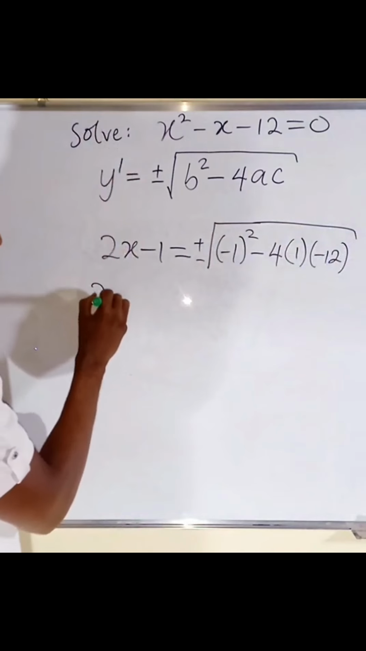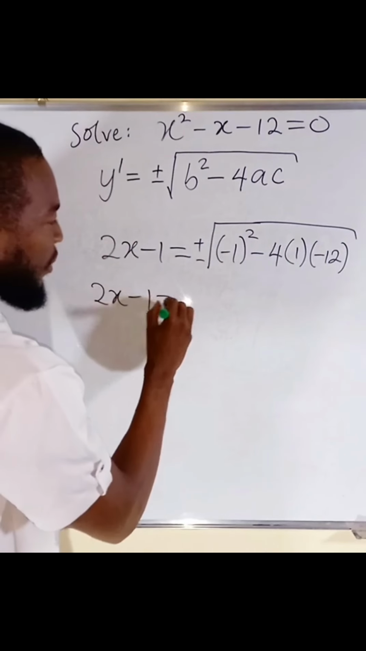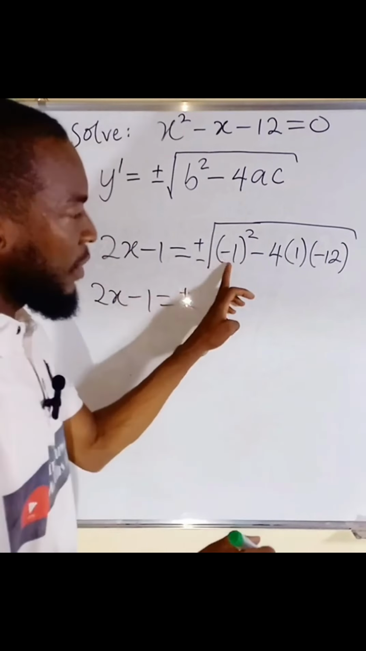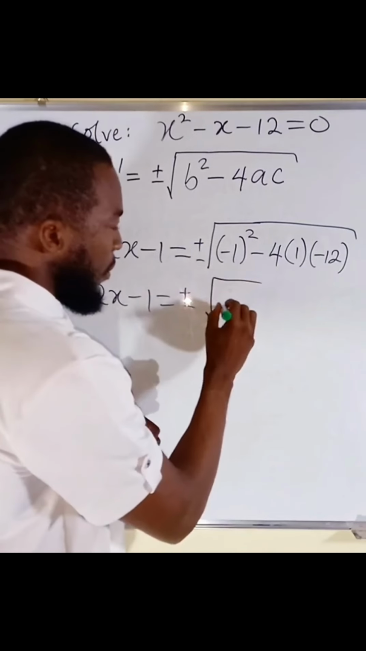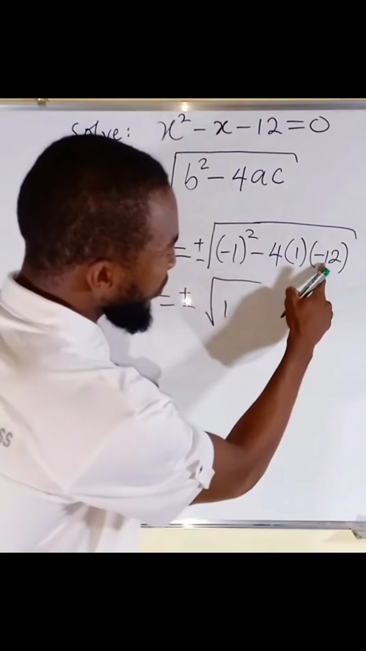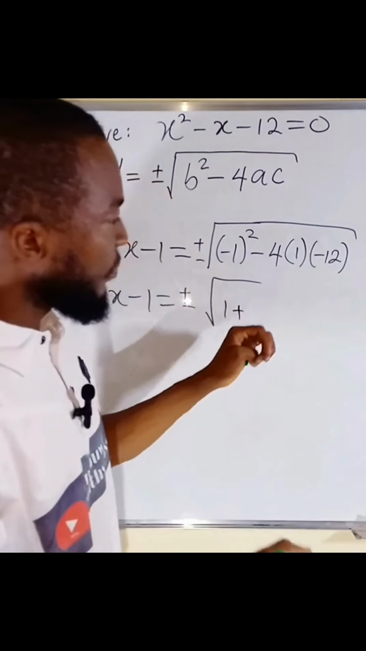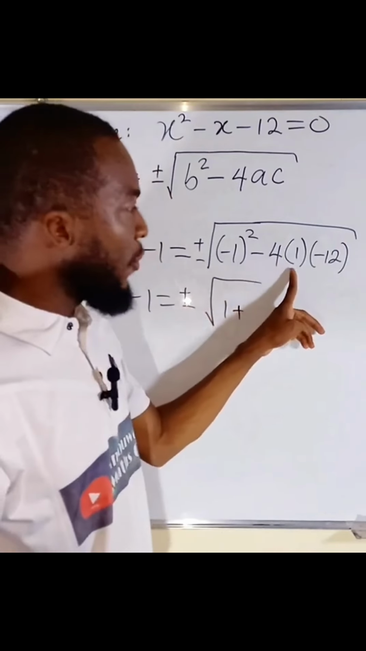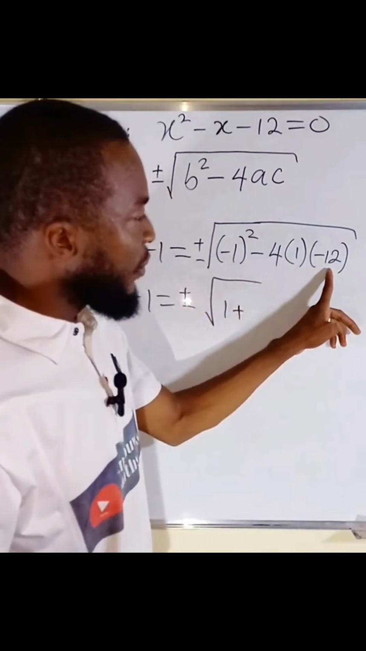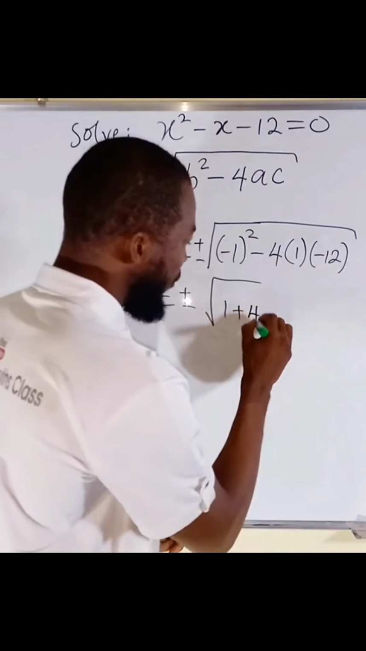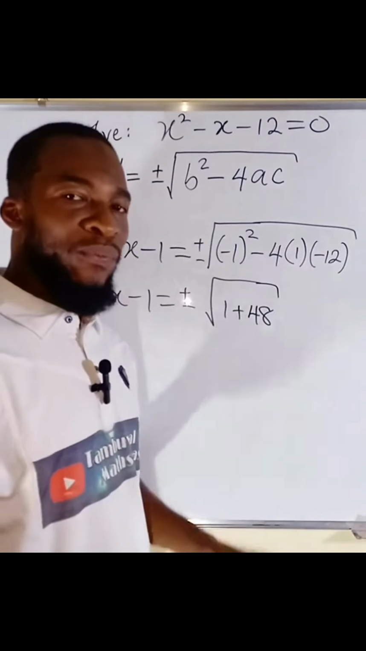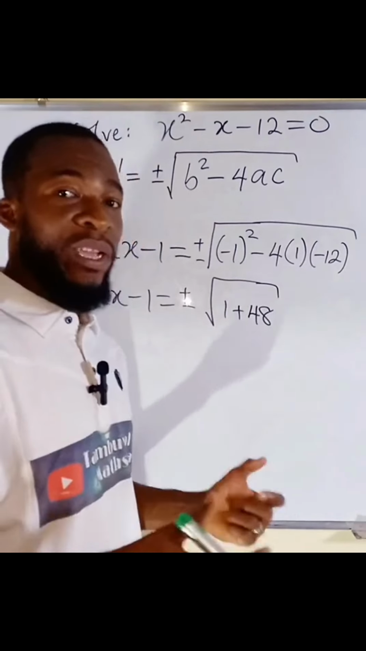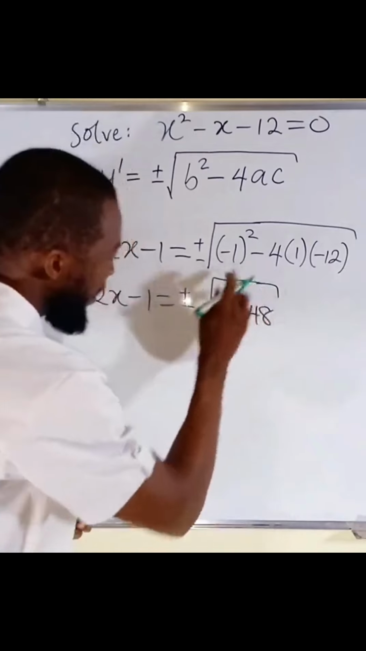Let's simplify this. This is 2x minus 1 equal to plus or minus, -1 squared is 1. We have 1. Minus we have plus. 4 times 1 is 4. And 4 times 12 is 48. So we have 48 here. 1 plus 48 is 49, right? And the square root of 49 is 7. So everything here is 7.